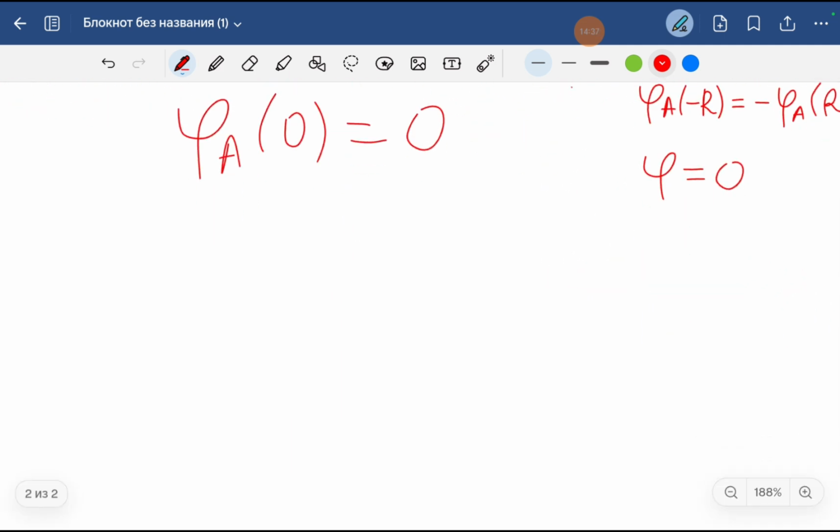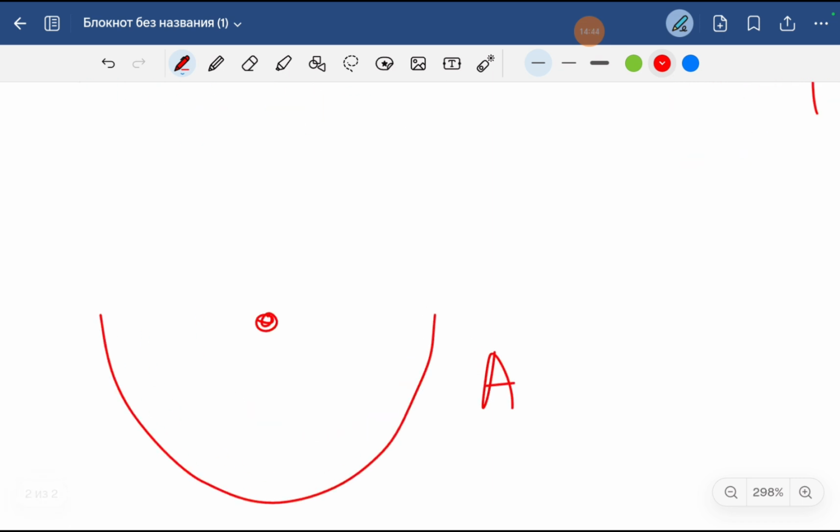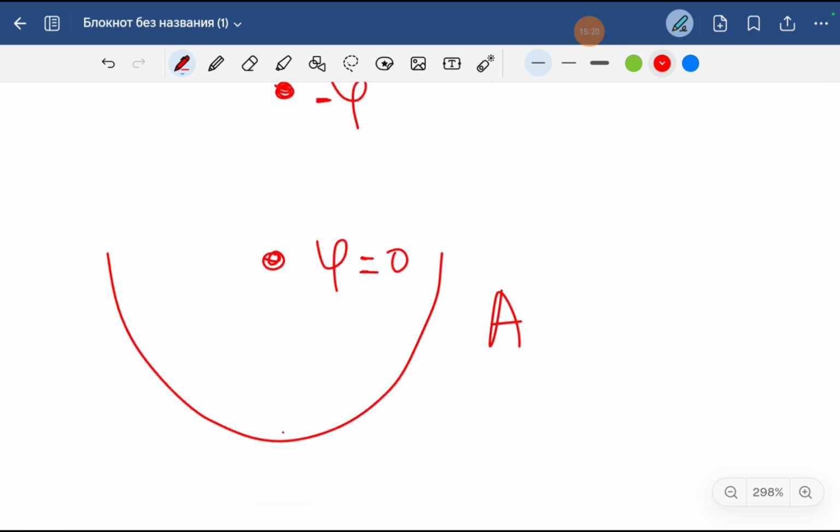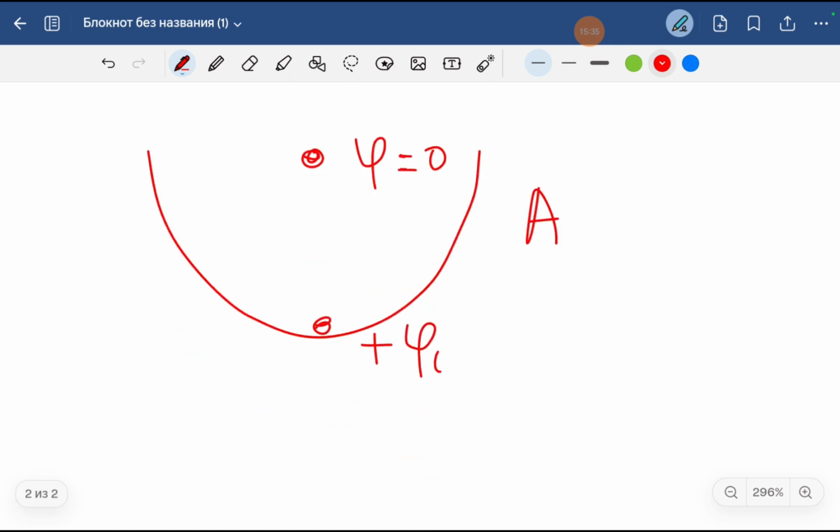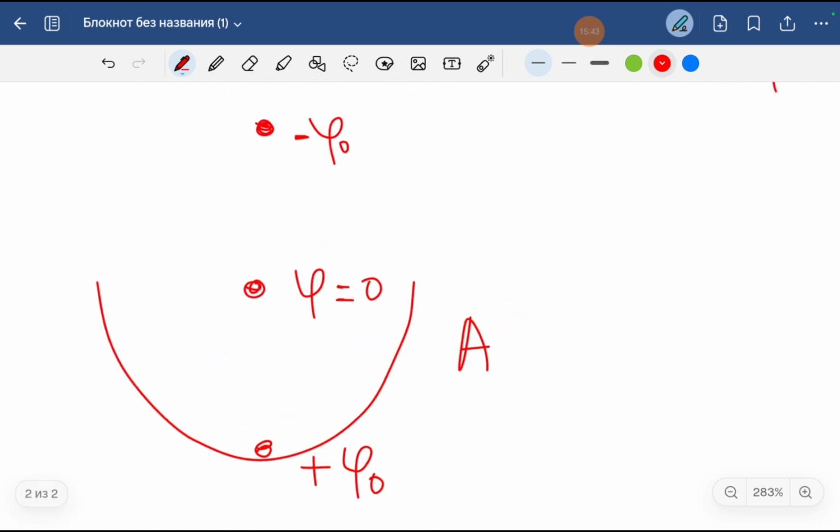Let's make another diagram to plot this potential. For hemispherical shell A, at the center the potential is 0. At the top point, at a distance equal to the radius from the center, the potential is minus phi0. At the bottom point, the potential is plus phi0.